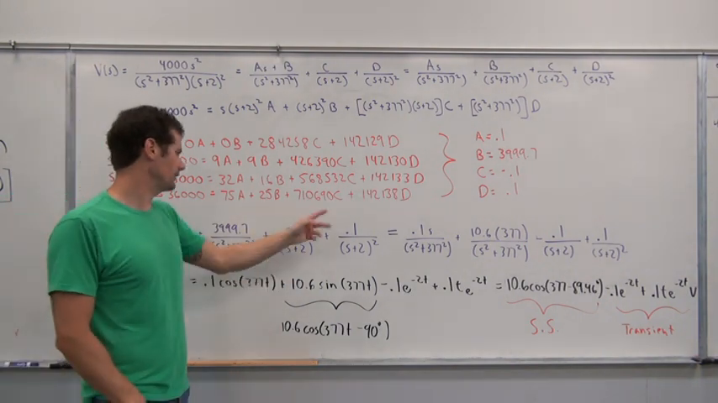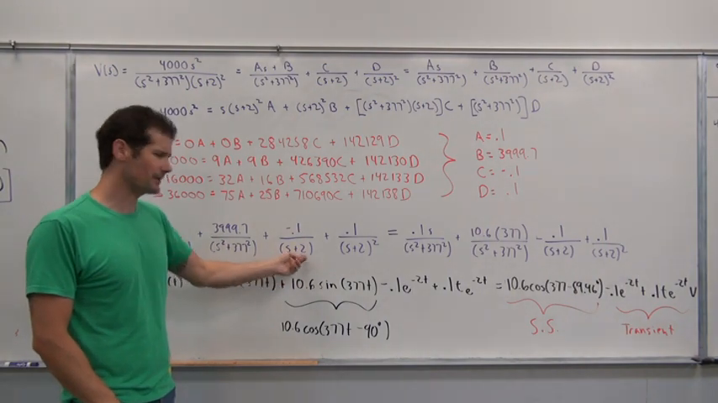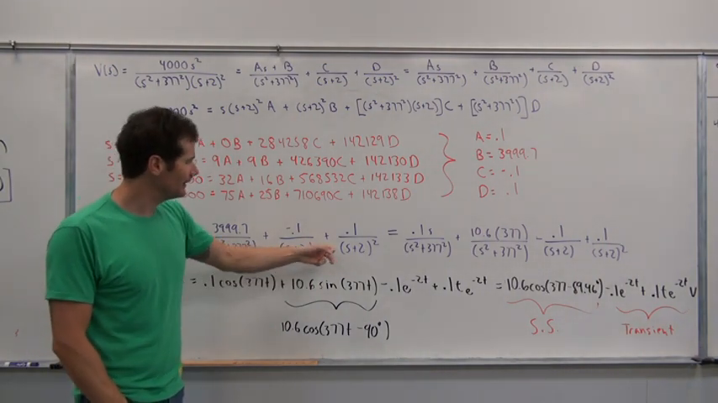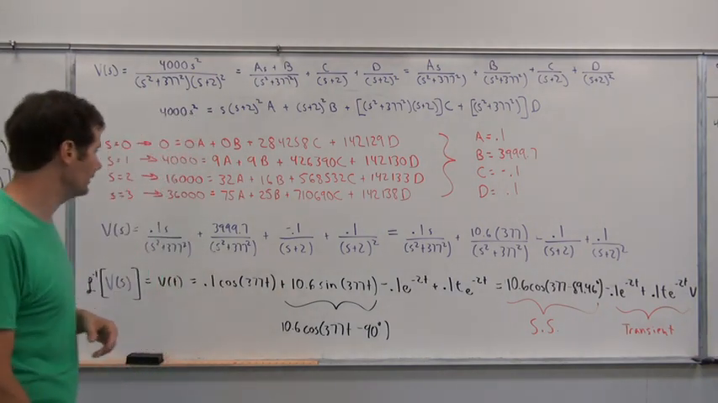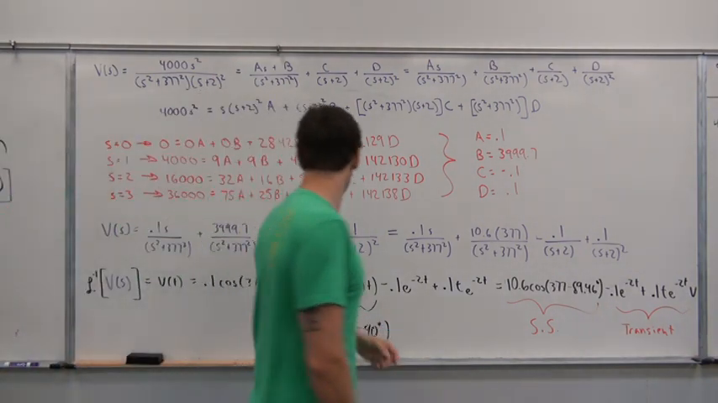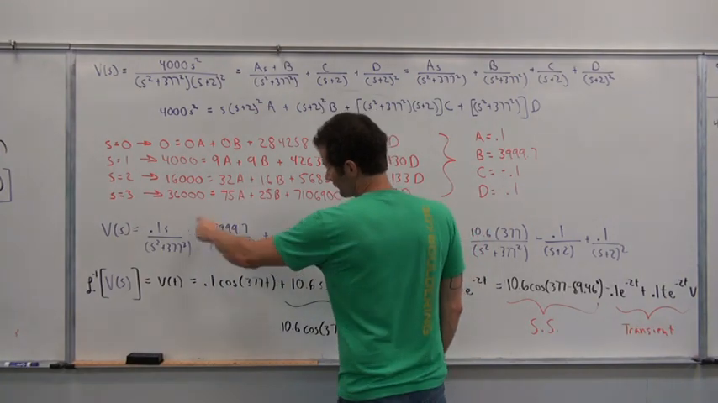Go ahead and put in what we know, negative 0.1 for c over s plus 2. We know what to do with that. And plus 0.1 over s plus 2 squared. We know what to do with that as well. So let's talk about this second portion right here.